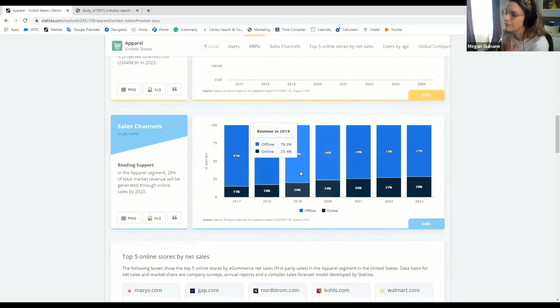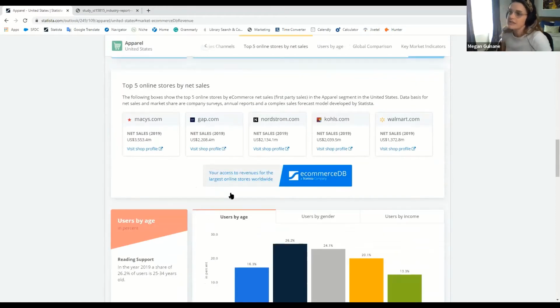Sales channel. This is interesting. These are the top online stores by net sales. So if you're planning on opening up your own e-commerce shop, here are the big box competitors that you are going against. It's just good to have that information.